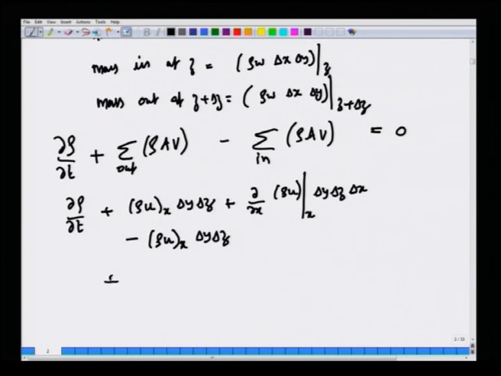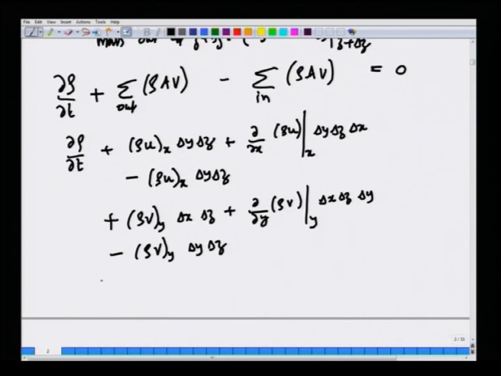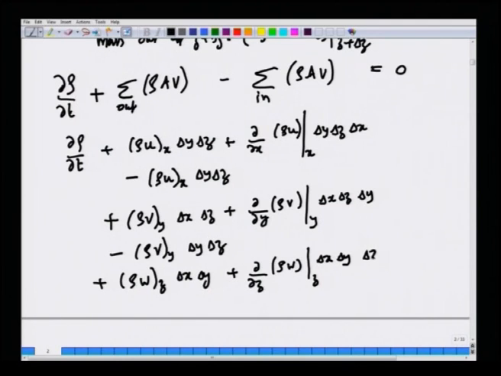Similarly, you can write down for the other two faces: plus rho v at y delta x delta z plus d dy of rho v at y times delta x delta z times delta y. This delta y comes from the Taylor expansion. Minus the inlet, which is rho v at y times delta x delta z, plus the z face, rho w at z times delta x delta y, plus d dz of rho w evaluated at z times delta x delta y times delta z, which comes from the Taylor expansion, minus rho w at z times delta x delta y, is equal to 0.